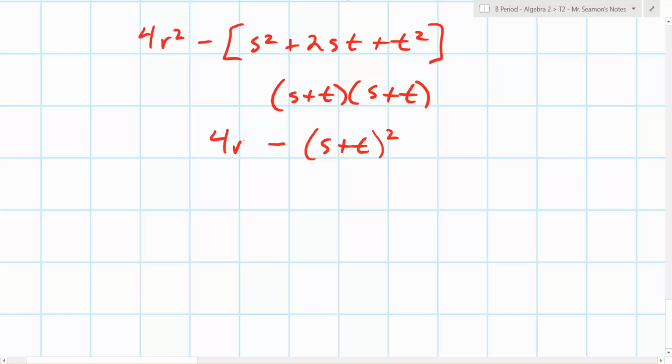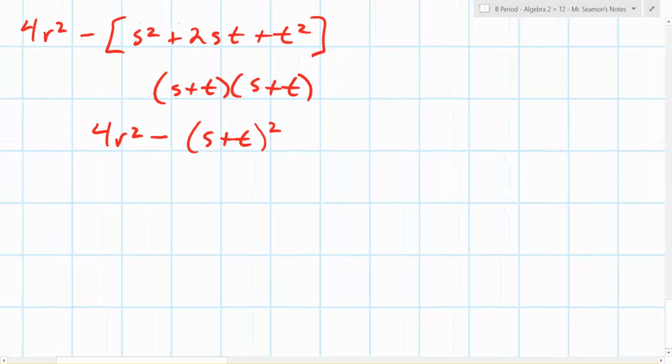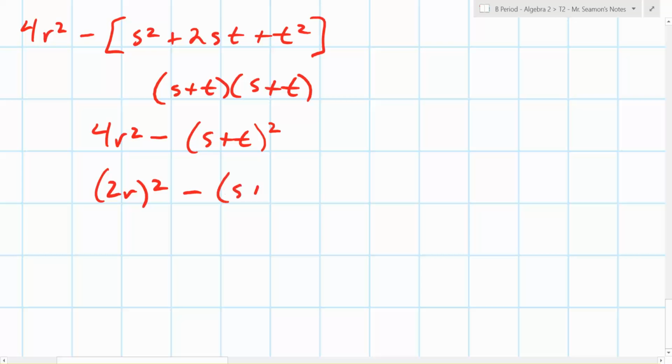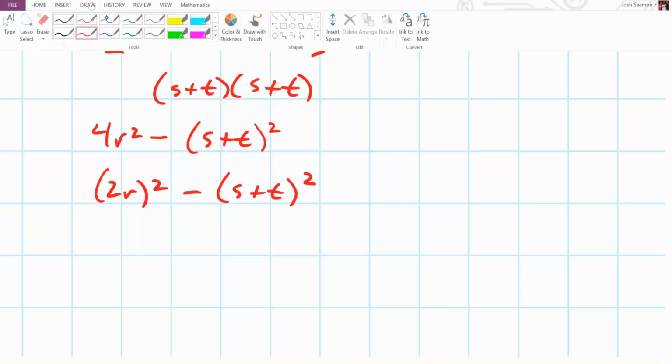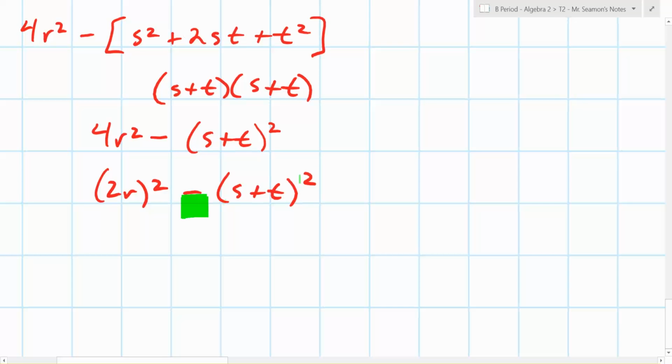We have 4r squared. What's another way for you to write 4r squared? David? 2r squared, quantity 2r squared. And now you have the difference of what? You have the difference of 2 squares. So what is that going to turn into? Remember this. A squared minus b squared is equal to what? A plus b times a minus b.